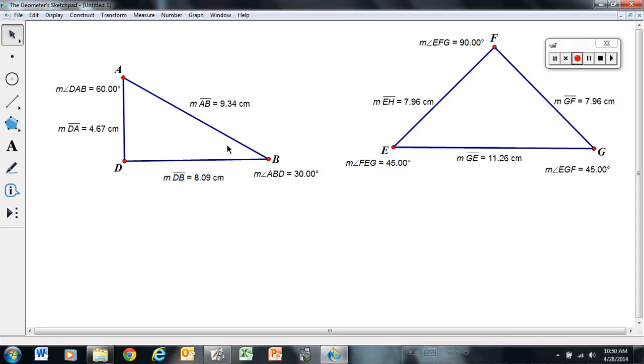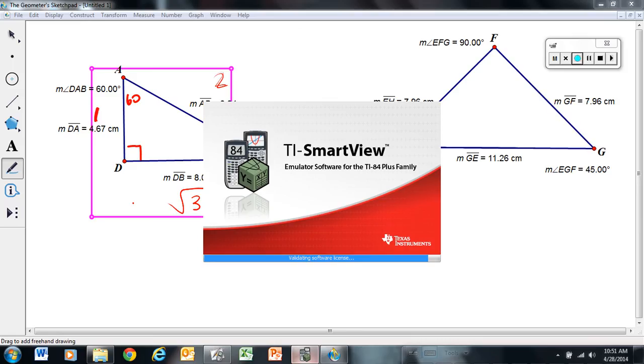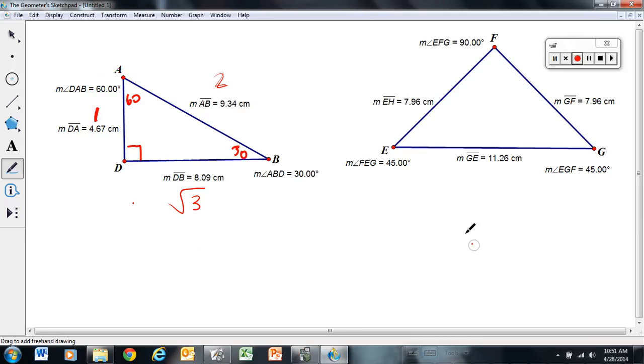A 30, 60, 90 right triangle always has side lengths that are in the ratio of 1 to 2 to radical 3. That's always true. So for instance, if I took 4.67 and multiplied by radical 3, I would get 8.09. Let's just show you that. Actually, I'll do it right on this program.